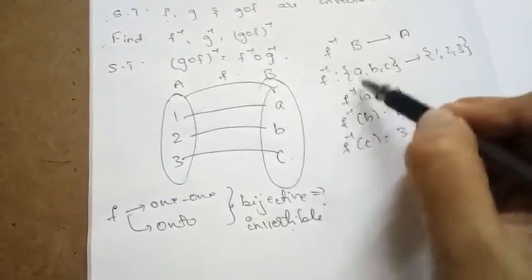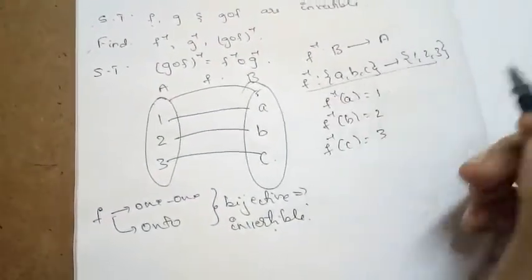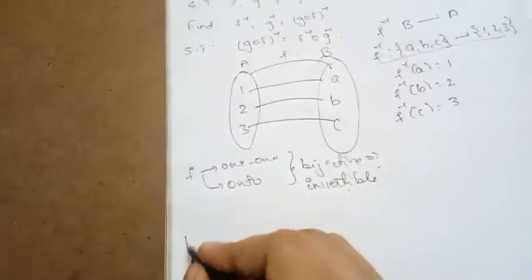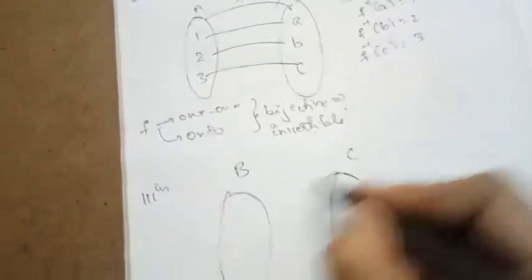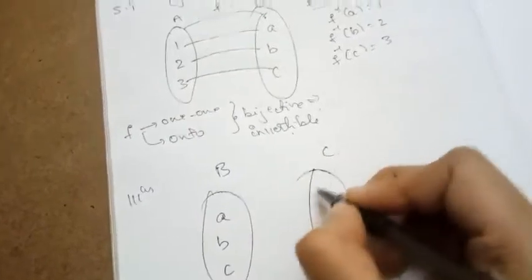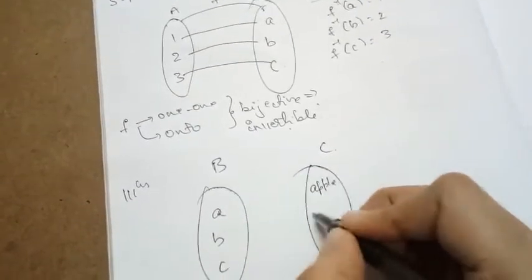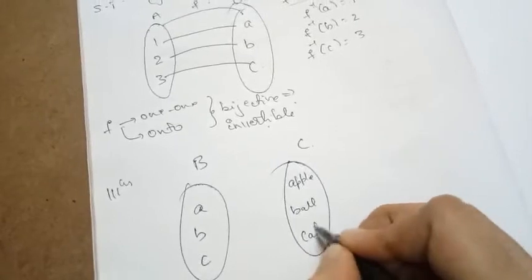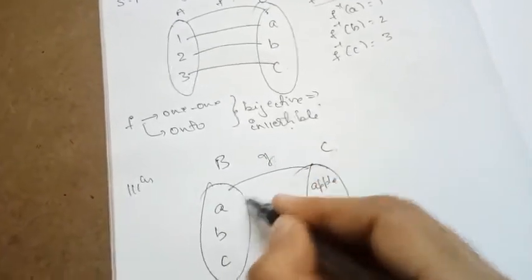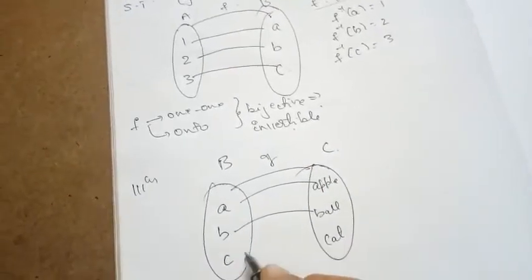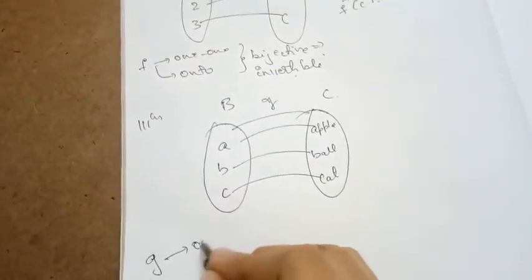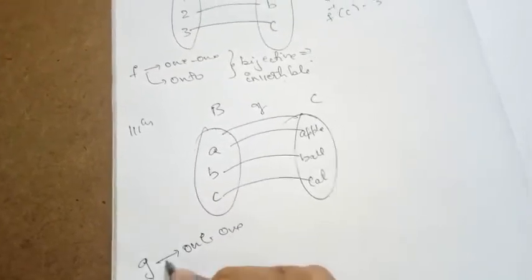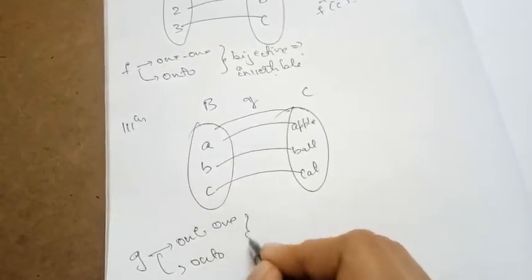So the function f inverse is defined from set {A, B, C} to {1, 2, 3}. Similarly for the g function also. The g function is defined from set B to set C, where set B is {A, B, C} and set C is {apple, ball, cat}. It is defined as g of A is apple, g of B is ball, and g of C is cat. So clearly our function g is one-one as well as onto function. So it is a bijective function.